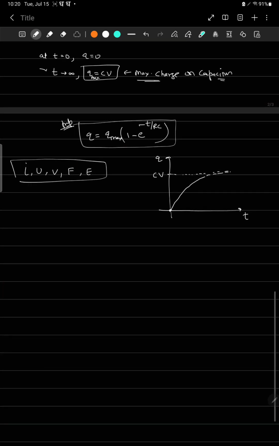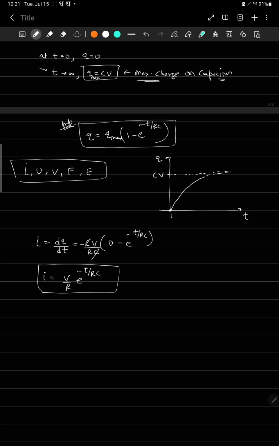Now from this charge, if we calculate the current, I is equal to dq by dt, right? So it will be CV times (0 minus e to the power minus t by RC) divided by RC, minus RC. Clear? Now minus minus will be plus, so ultimately the current comes out to be, C cancelled, V by R e to the power minus t by RC. Now you can see the current at t equal to 0 is I equal to V by R. V by R is again the maximum current in the circuit.